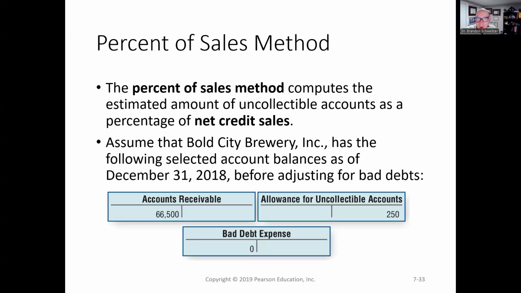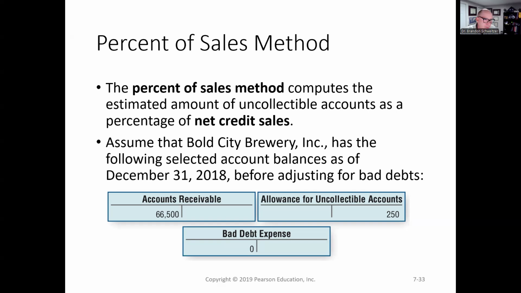So here we have the percent sales method. We take our total credit sales, we multiply that by the percentage we expect not to be collected, and that'll give us our estimated amount that we're not going to be able to collect.